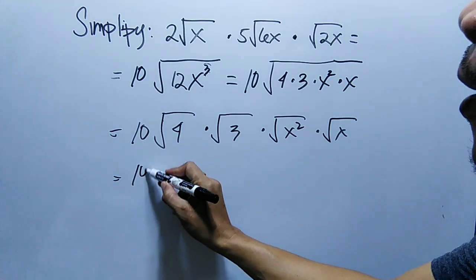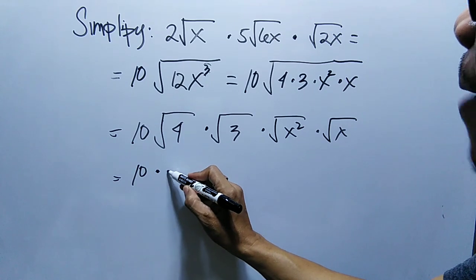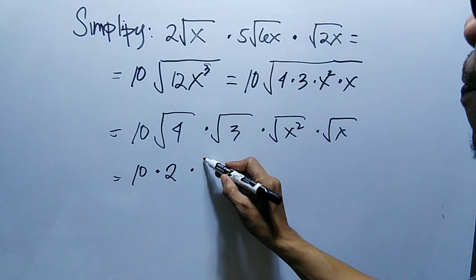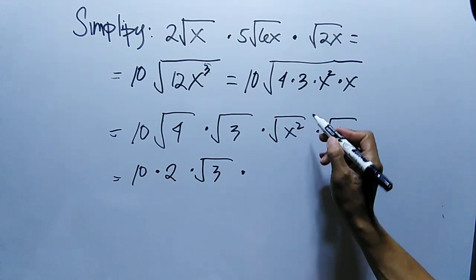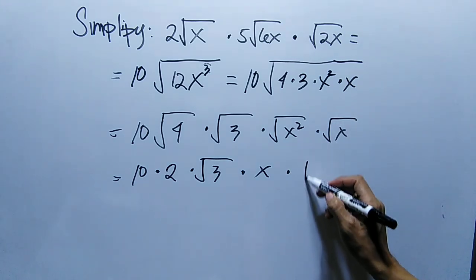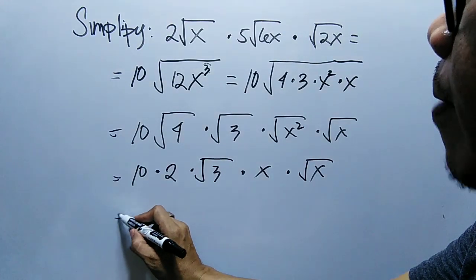10. Kopyahin natin yan. Then, the square root of 4, that is 2. So huwag kalimutan yung times, ha? Times 2. Then, times the square root of 3 times the square root of x squared, that is x. Then, times the square root of x, kopyahin na lang natin yan, si square root of x. Okay? Dito tayo sa baba, medyo malapit na tayo.